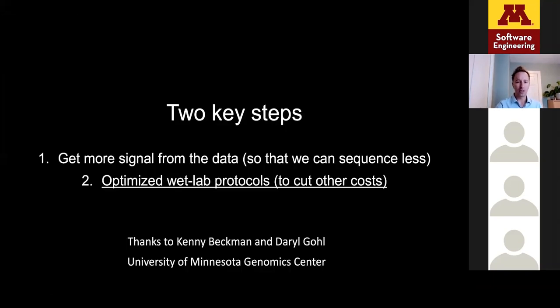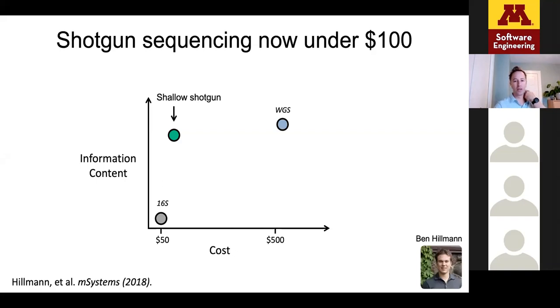So that's the first one, getting more signal from the data so we can do less sequencing. And then our colleagues, Kenny Beckman and Daryl Gohl at the Genomics Center, figured out how to miniaturize some of the steps to prepare the sequences for sampling so that it could be more high throughput. And they got the costs there down quite a bit as well, to the point where we could do what we called shallow shotgun sequencing. And it was just about the same cost as doing the 16S sequencing.